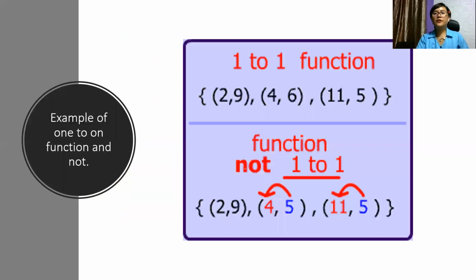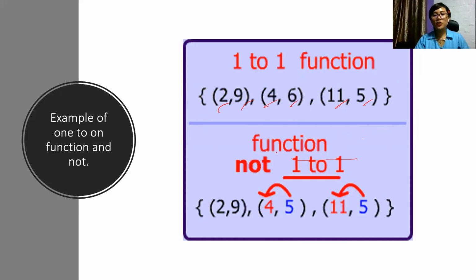And another example of a one-to-one function in a form of ordered pair. So we have here sa taas, this is an example of a one-to-one function because if we're going to check, the domains are 2, 4, 11. And the range are 9, 6, 5. Wala talagang naulit sa domain at saka sa range.